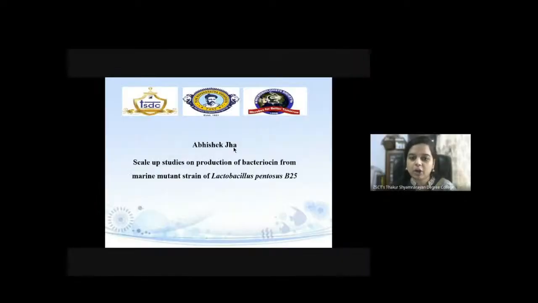Next, I call upon Mr. Abhishek Jha, who is presenting a topic on scale-up studies on production of bacteriocin from marine mutant strain of Lactobacillus pentosus B25.